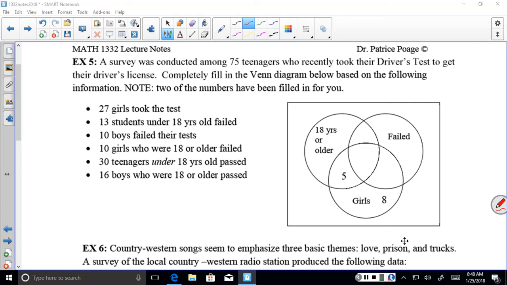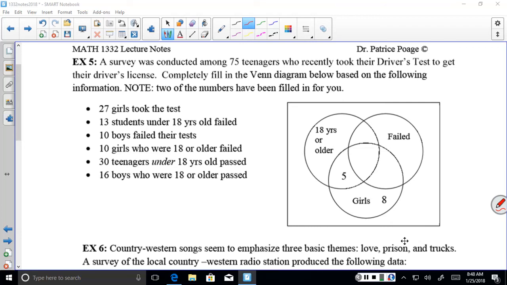These 4 spots are girls. Where are the boys? Everyone who's not a girl. Right? So boys, boys, boys, boys. If they failed, they're in the failed circle, those 4 spots. If they passed, where are they? Outside the failed circle. Okay? So these words tend to kind of mess with you a little bit.